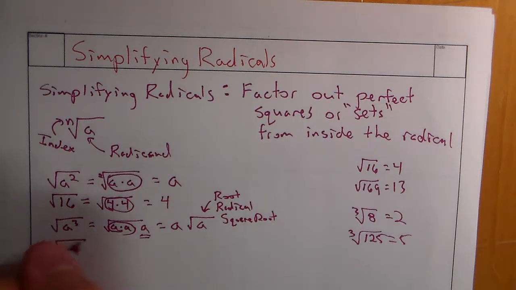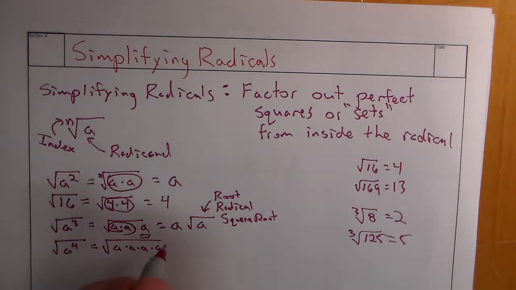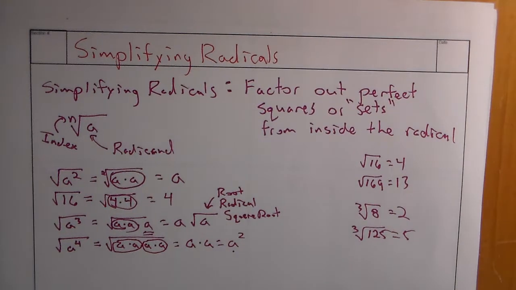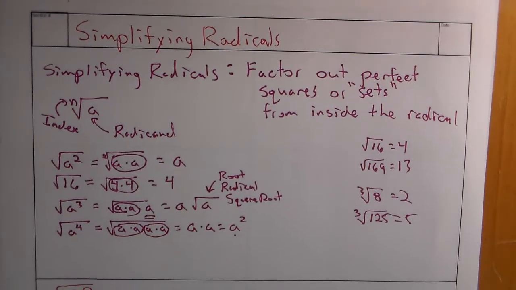Well, what if we have the square root of a to the 4th? Well, a to the 4th is 4 a's. That gives us 2 sets. When those 2 sets come out of the radical, we write it as a squared. So it's resorted, taken out.